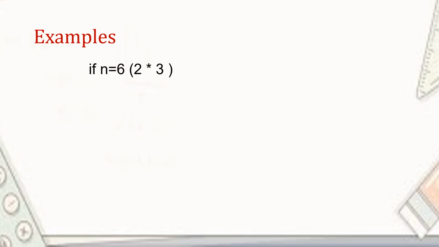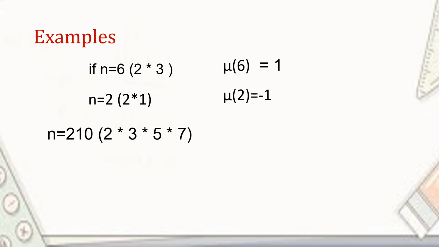Examples. If n is equal to 6, the prime factorization of 6 is 2 into 3, which are distinct prime numbers. Then mu of 6 is 1. If n is equal to 2, the prime factorization is a single prime, so mu of 2 is minus 1. If n is equal to 210, the prime factorization is 2 into 3 into 5 into 7. It has 4 distinct prime factors, so mu of 210 is 1. For n equal to 4, it is 2 square, so the mu of 4 is 0.